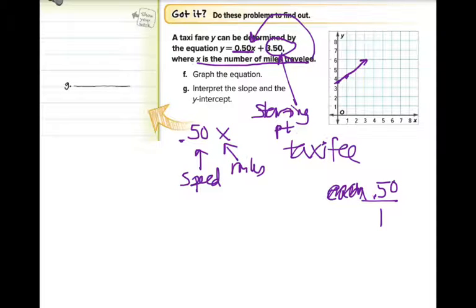Okay, so we graphed the equation, now interpret the slope. So what we have here is it's 50 cents for each mile. And 3.50 would be like the taxi fee.